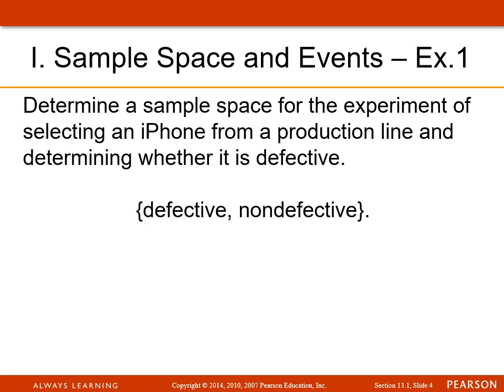Okay, so let's look at example 1. Determine a sample space for the experiment of selecting an iPhone from a production line and determining whether it is defective. Okay, well, you have two choices. It's either defective or it's non-defective. So those are our two possible events. So you have two different things that we could get for that sample space.